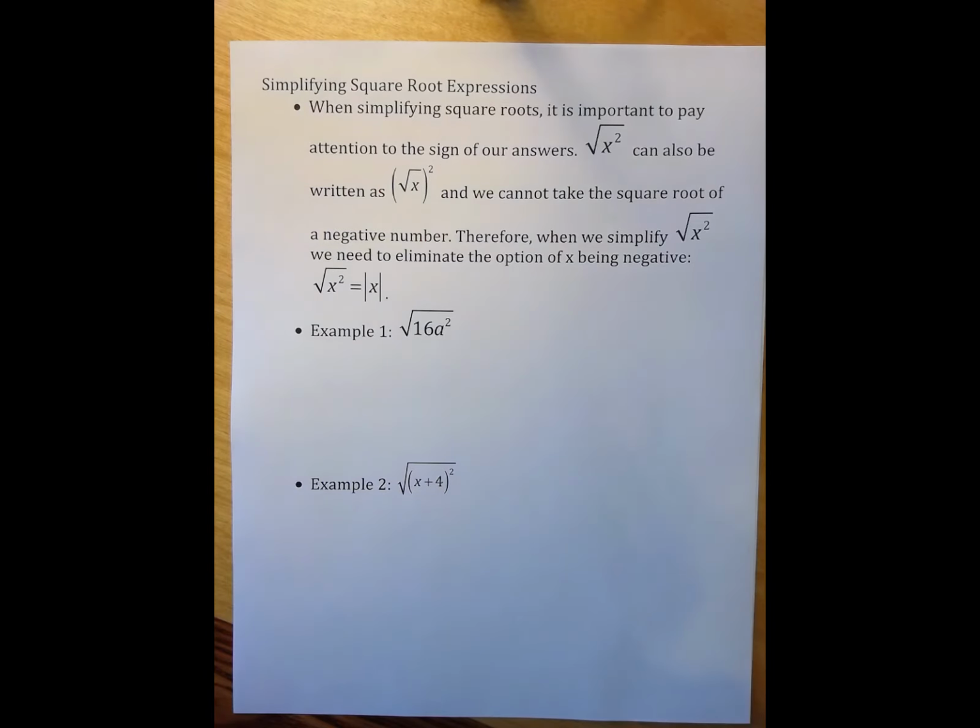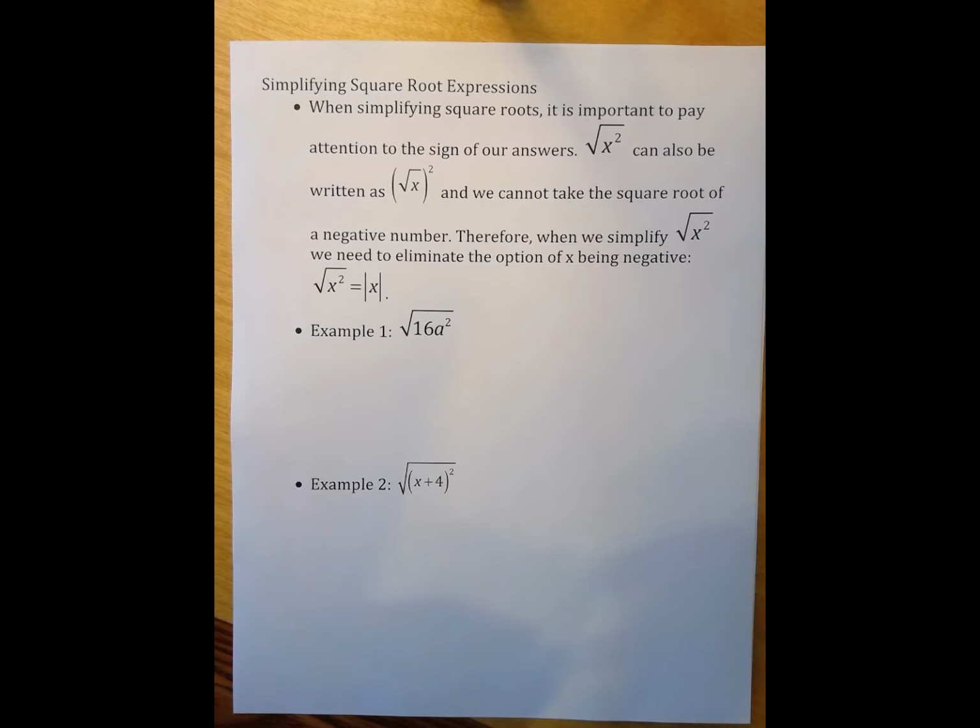These notes are on simplifying square root expressions. Up until now, we've dealt with simplifying square roots where the quantity underneath the square root was a number. And now we're going to start dealing with simplifying square roots where the quantity underneath is a variable.